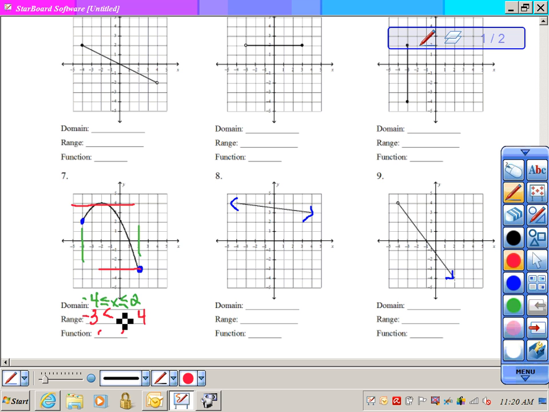So I've got my signs here. We have to see if it's equal to or not. Did it touch 4? Yeah, it touched the line there, so it's going to be equal to 4. And did it touch negative 3? This is filled in, so yes. Is this a function? Function means it would pass the vertical line test. Yes.